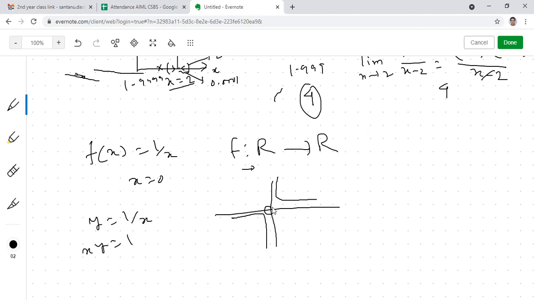Now the point is 0. At this point, the functional value is not defined. So we'll be taking a left hand interval and right hand interval around this point, very close to 0. On the right hand side, let's say 0.0001, 0.001, like that. On the left hand side we are taking minus 0.01, minus 0.0001, like that.